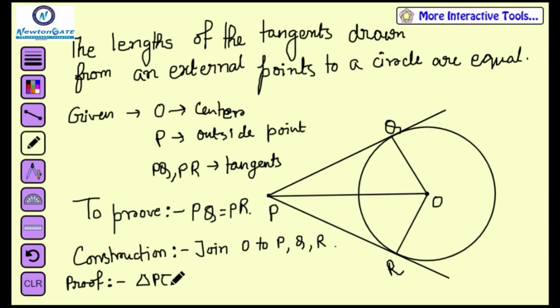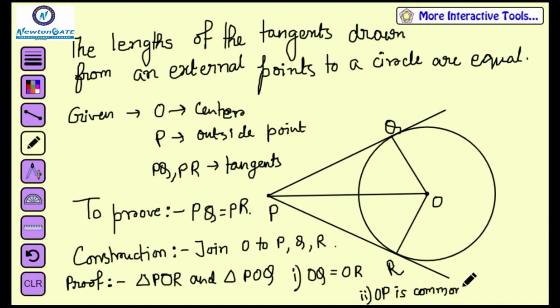Now in the triangles POR and POQ, we see that number 1, OQ equals OR since they are radii of the same circle. Number 2, OP is common. And number 3, the angle between the radius and the tangent is 90 degrees.